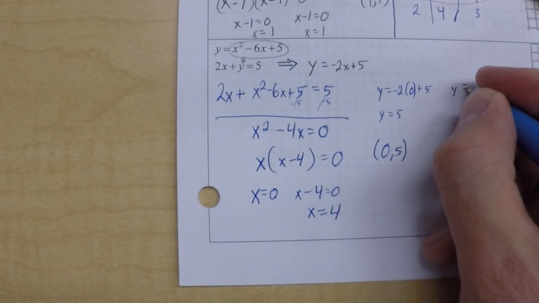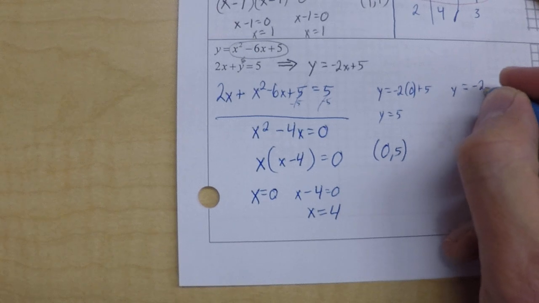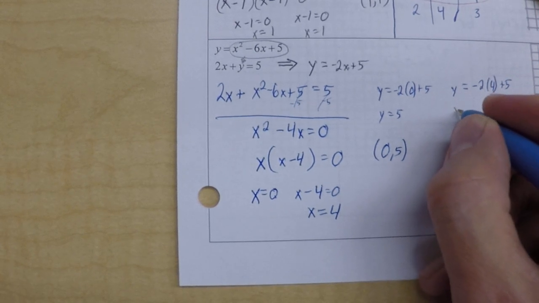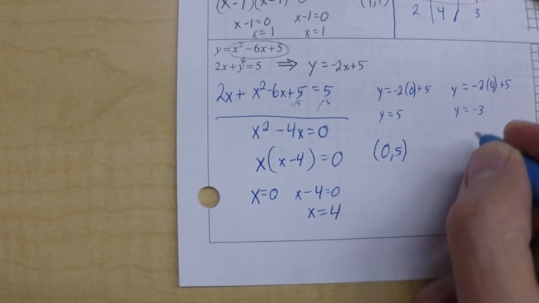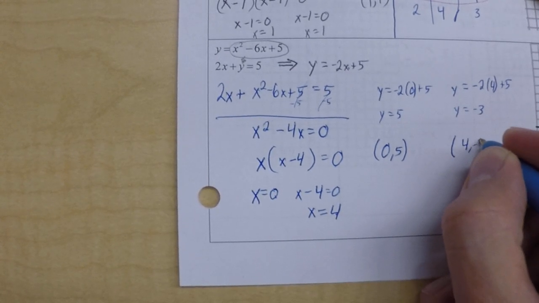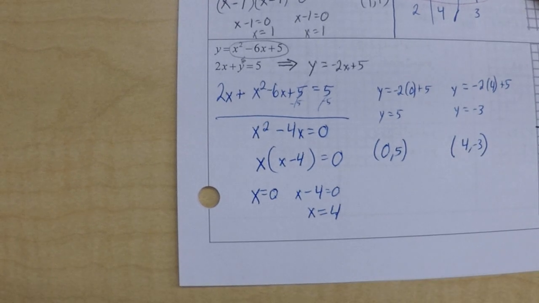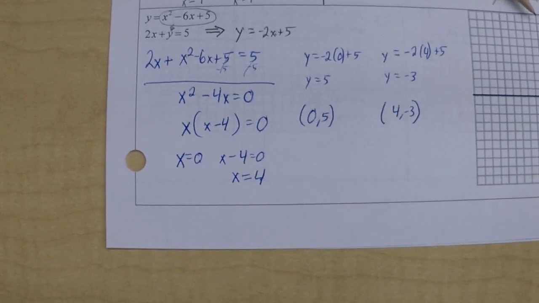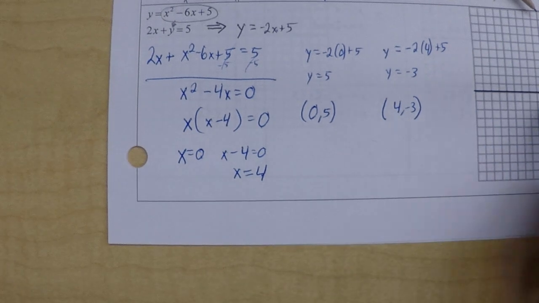Also, we have y equals negative 2x, x is 4, plus 5. And we do our little arithmetic, and we have negative 3. So 4, negative 3 is another one of those points. Okay? I don't have much space, didn't leave too much room, but I'm going to make a table out of this. And when I do, that will help me get the points I need to graph it.